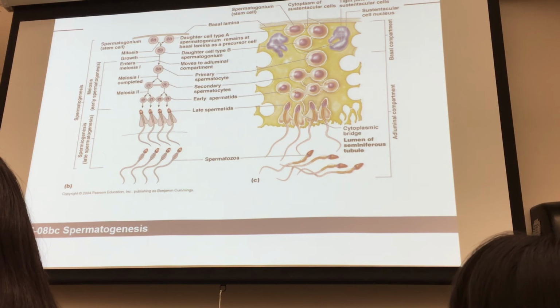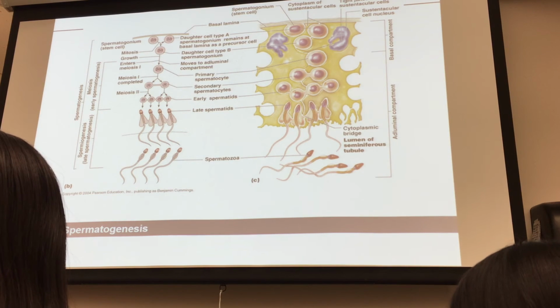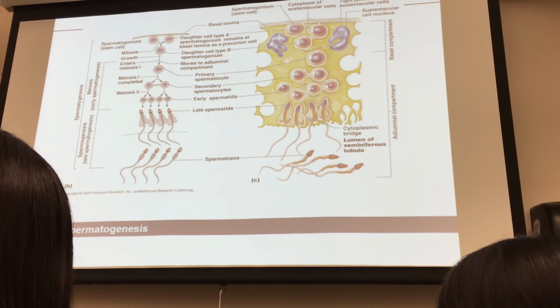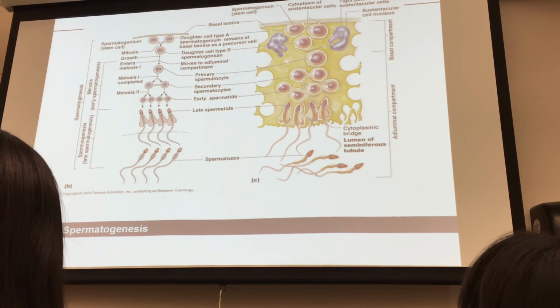How many chromosomes does a polar body have? 23. We're still on spermatogenesis here, so make sure you can draw that out and label the chromosome numbers. Makes it easy.